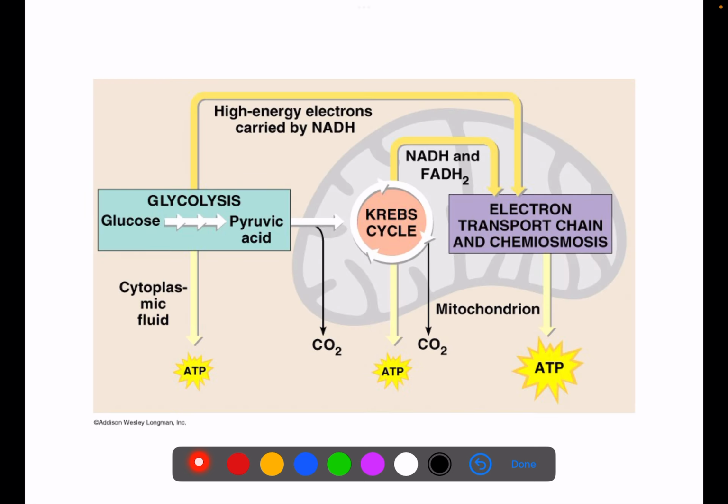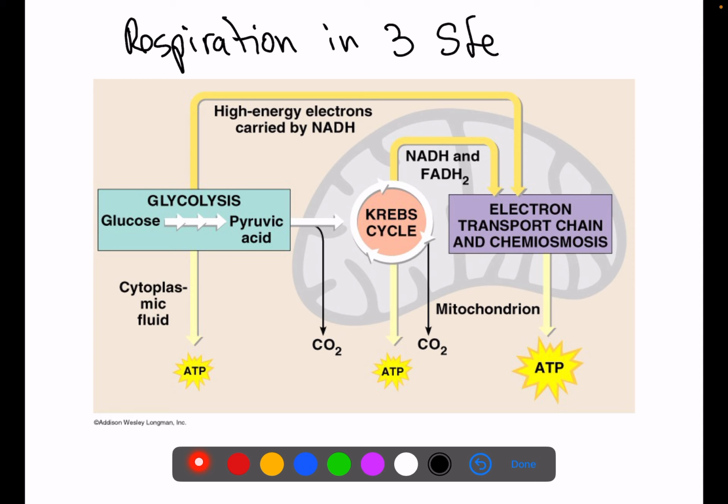All right, so here are the 3 steps of respiration. So respiration in 3 steps. Now again, we created flashcards for this, but the first step, the first flashcard, is glycolysis. And it happens in the cytoplasmic fluid, or just in the cytoplasm. That's step 1.